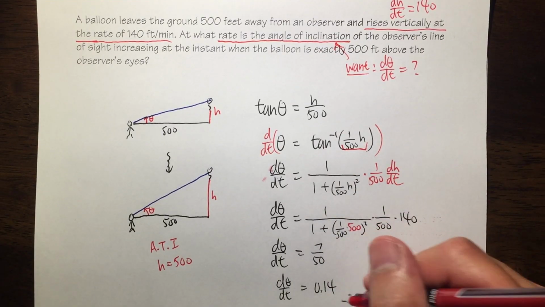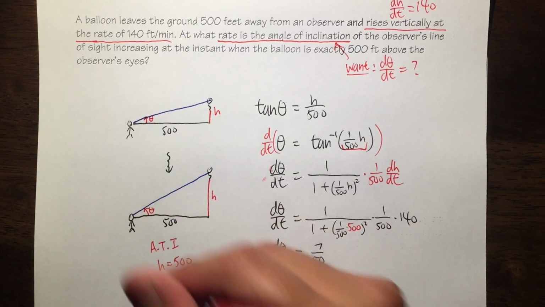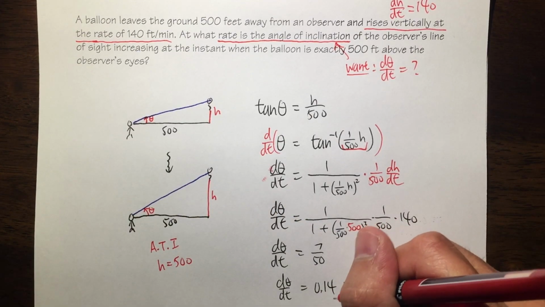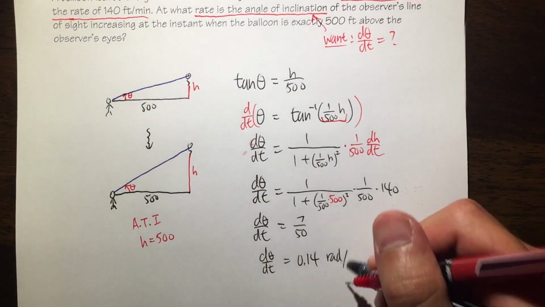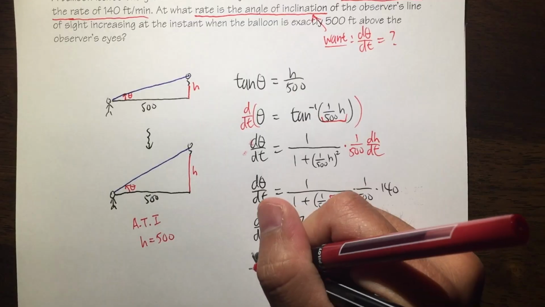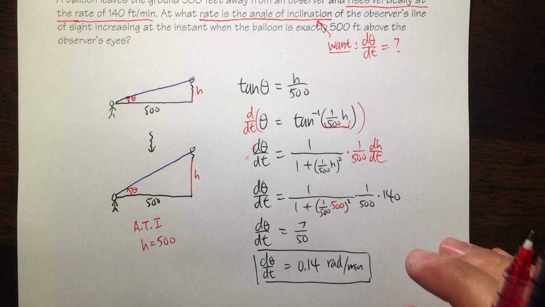Anyway, I will go with decimal, and this is theta. Theta is the angle, so I will put down radians per, the time unit was minute, so we just say radian per minute. I will box this right here for you guys. Right, so that's it.